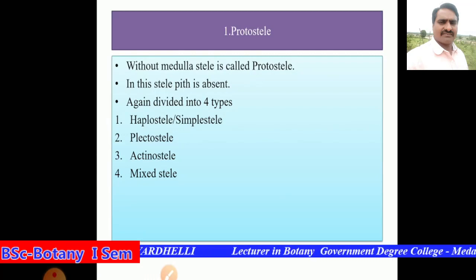This protostele is again divided into four types. One is haplostele, also called simple stele. Second is plectostele. Third is actinostele. Fourth is mixed stele, right? Protostele is a very simple and primitive type of stele in pteridophyta. It is again divided into how many types? Four types: haplostele, plectostele, actinostele, and mixed stele, right?